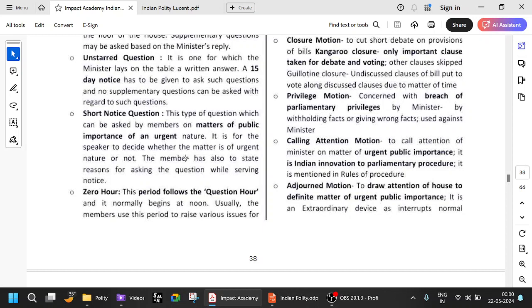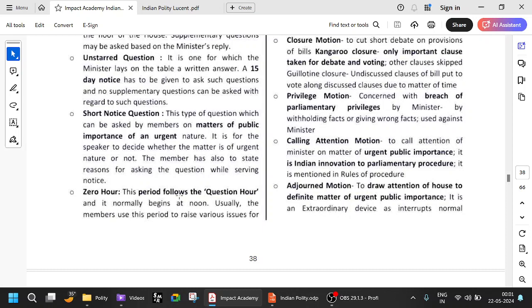So the member also has to state reasons for asking the question while serving the notice. Okay. Also, he has to give the reasons why he is asking the questions. So recently, regarding these questions, we have seen in West Bengal, involved in a conspiracy, some issue regarding these questions, right? So she had asked many questions as a favor to a businessman, something. So these questions are how the general public gets information about what's happening within the ministry.